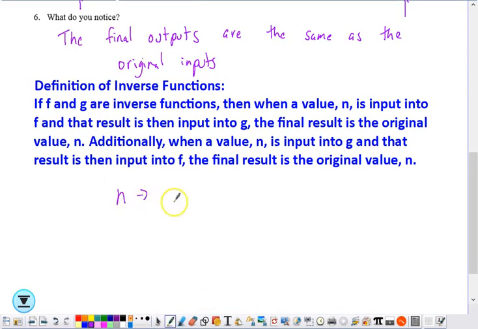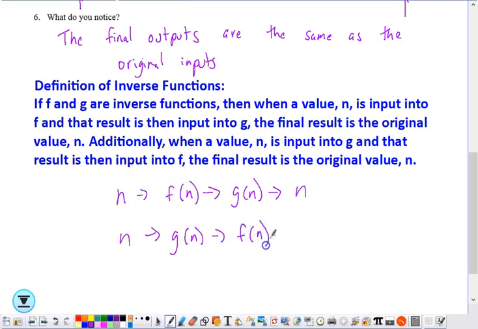So if I take N and I put it into F of X, and then I take that number and put it into G of N, I'm going to get N back. If I take a number and I put it into my G function, and then whatever number comes out of G I put into F, I'm going to get the same result.